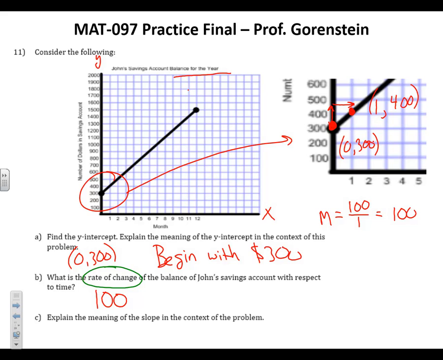And now for part C, what does that mean? Well, in this case, each month the balance is going up by $100. So that means he's depositing $100 a month. Based on this graph, that's the interpretation. The balance is increasing by $100 a month, or he's depositing $100 per month.